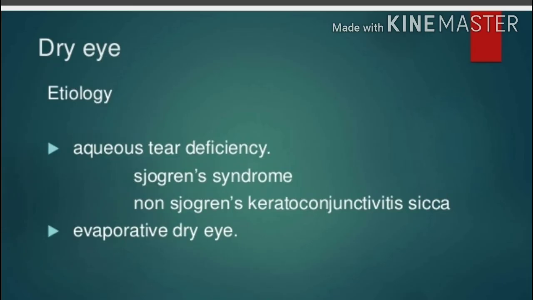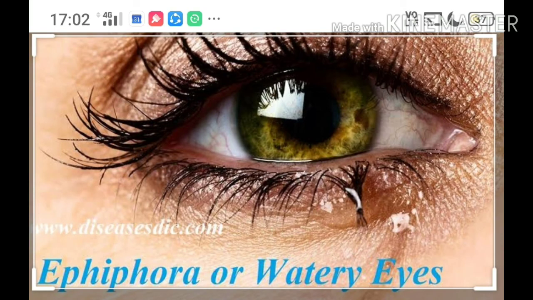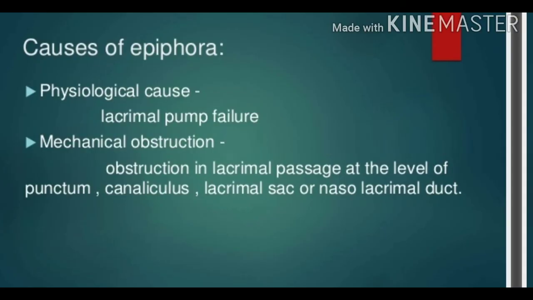Next applied aspect is dry eye. This is due to aqueous tear deficiency, otherwise called Sjogren's syndrome. Here the eye is very dry. Next applied aspect is epiphora or watery eyes. What is epiphora? It is excessive tear secretion or excessive lacrimation. What are the causes? It may be a physiological cause or mechanical obstruction. The physiological cause may be lacrimal pump failure, and mechanical obstruction is by obstruction in the lacrimal passage at the level of the punctum, canaliculus, lacrimal sac, or nasolacrimal duct.